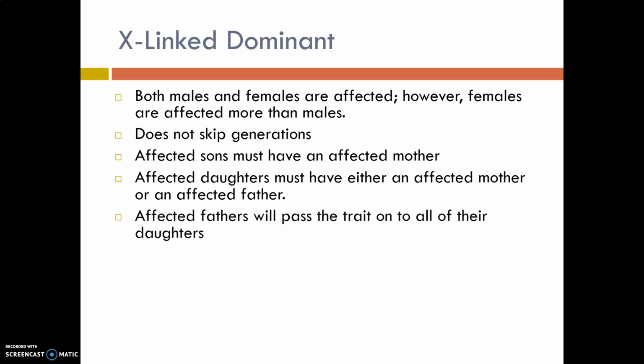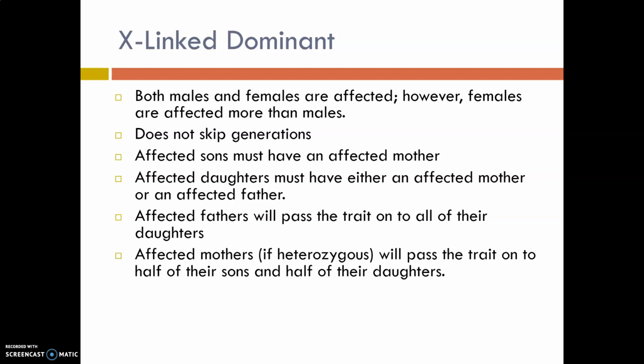And if you have an affected father, they're going to pass the trait onto all of their daughters, because they only have one X chromosome to give. And if it's affected by a dominant trait, they're going to give that X chromosome to their daughters, and all those daughters are going to show that dominant trait too. So if you see an affected father and all of his daughters are affected too, you should be thinking X-linked dominant. That one is probably going to be the biggest indicator of an X-linked dominant pedigree.